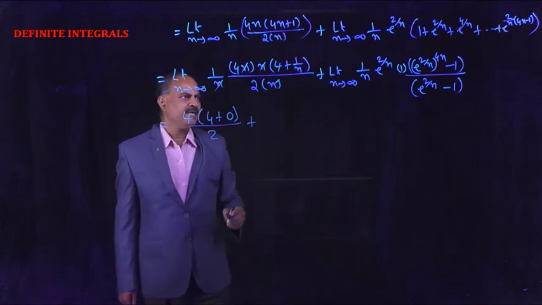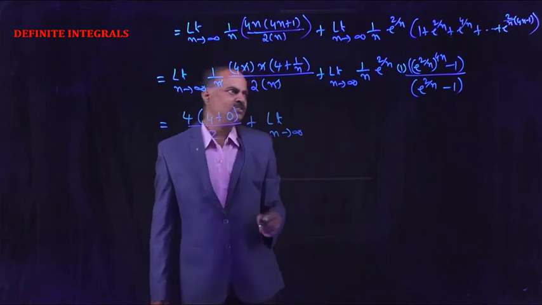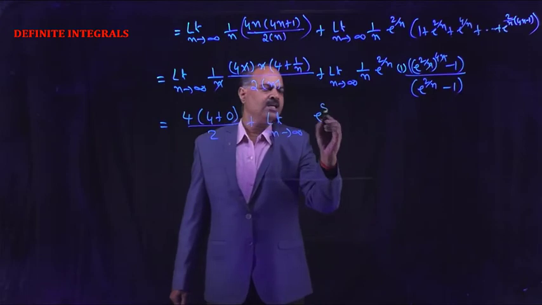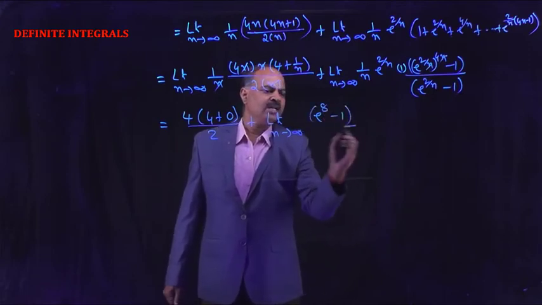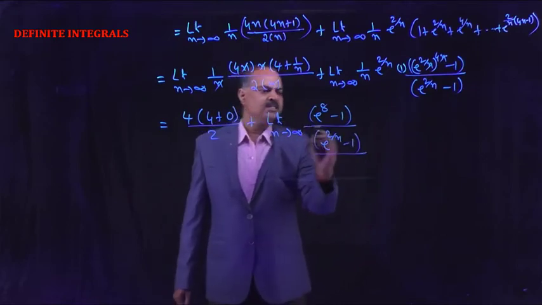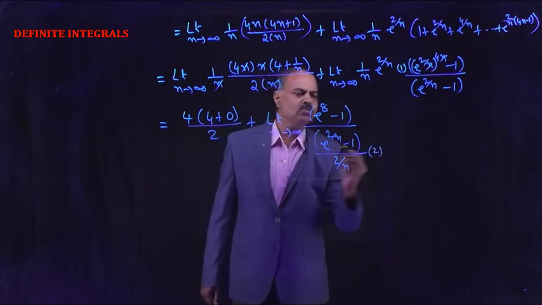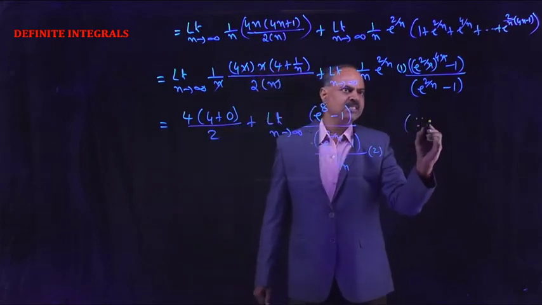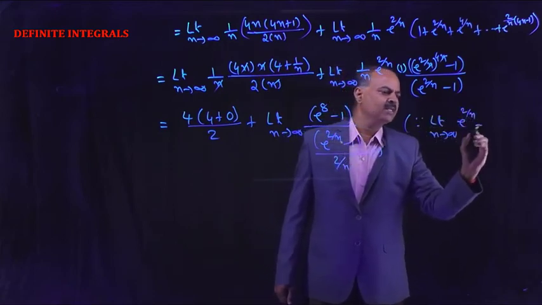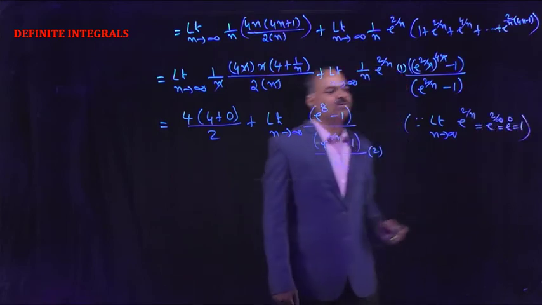Plus the limit as n tends to infinity, here the n and n get cancelled, of (e^8 − 1)/(e^(2/n) − 1), where the 1/n can be written as 2/n times, here, a 2. Since the limit as n tends to infinity of e^(2/n) equals e^(2/∞) = e^0 = 1.